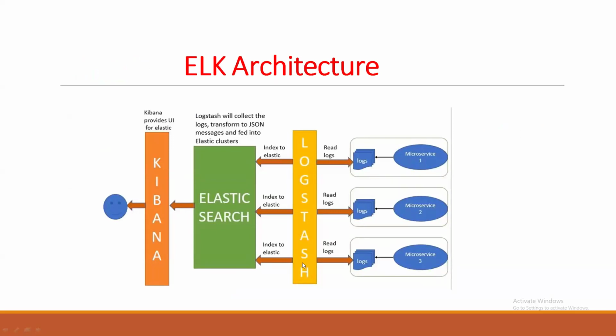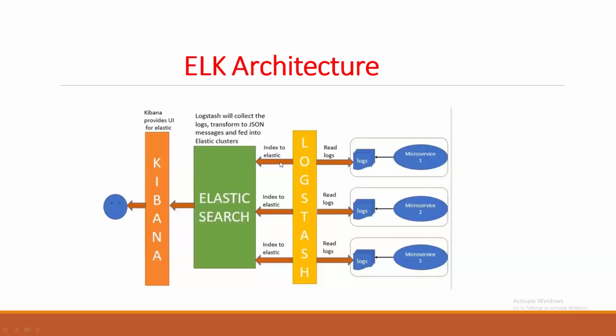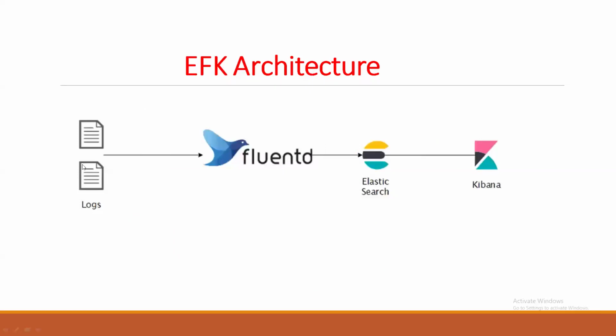The logs are read by Logstash and indexed into Elasticsearch, then pushed to Kibana. Kibana will show it in the UI. So this is the EFK architecture also. So this is ELK. This is EFK. The logs go to Fluentd, Filebeat. The Fluentd takes the logs and sends them to Elasticsearch.